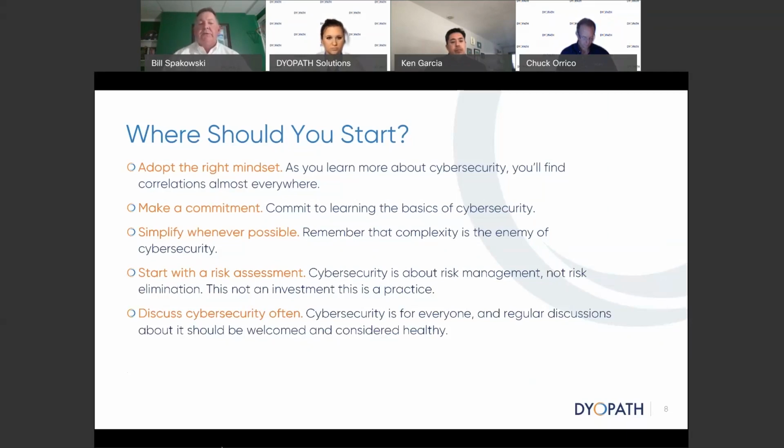As a leader, no one's expecting you to understand and know all of the details that are required, but you need to have a high level view of what cybersecurity means and what steps you need to take. And then make sure you're simplifying wherever possible. Remember, complexity is the enemy of cybersecurity. The more complex you become, the easier it is to intrude from different places.